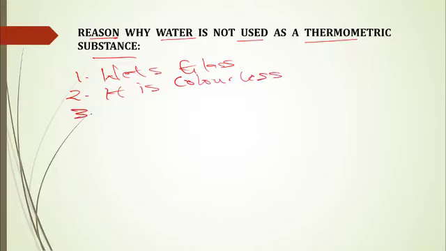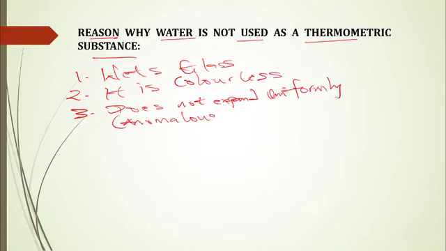and it does not expand uniformly. So we can say it expands randomly. That causes what we call the anomalous expansion of water, where water keeps contracting. After a point, it starts to expand, and after expanding, it starts to contract again. Alright? So that is the third reason why water cannot be used as a thermometric substance.